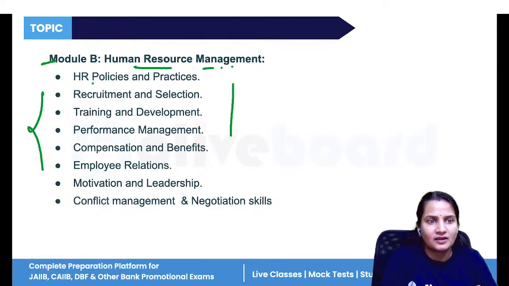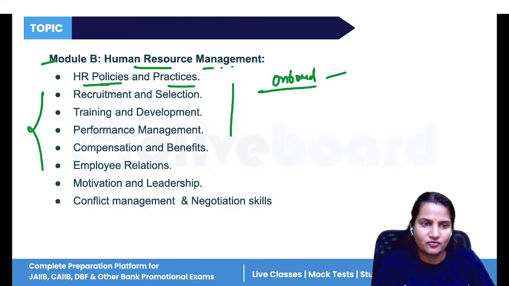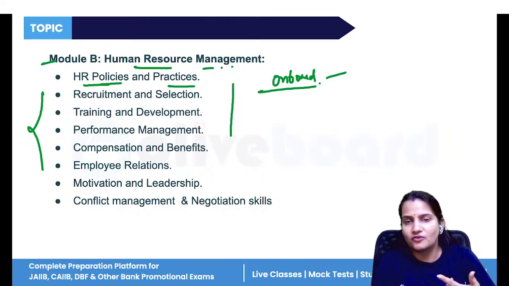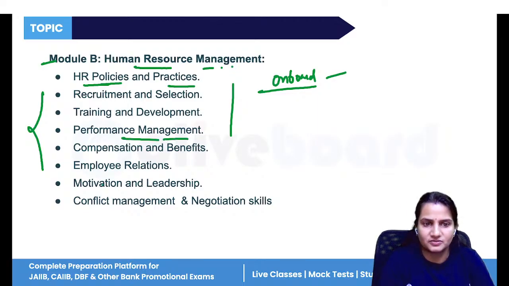So HRM. In the basics, there are HR policies and practices, then how we will recruit our candidates. After recruitment, you will select them. After selecting, you will onboard them. After onboarding, you will provide them proper training so that they can perform their work. And once they have performed their work, it's time to do the appraisal of the candidate: how the candidate has performed in the company. Accordingly, you will provide the appraisal. That is called performance management.